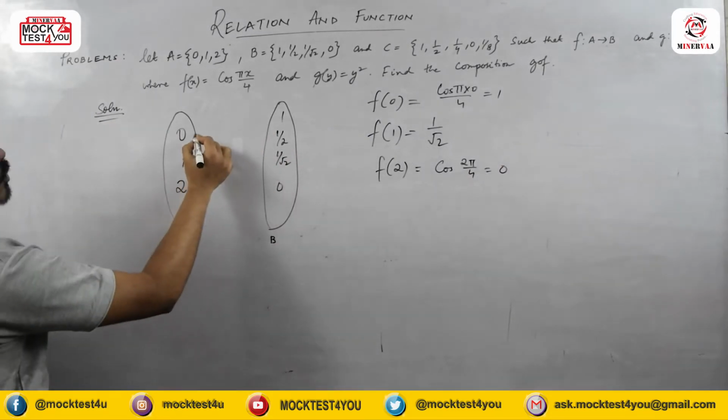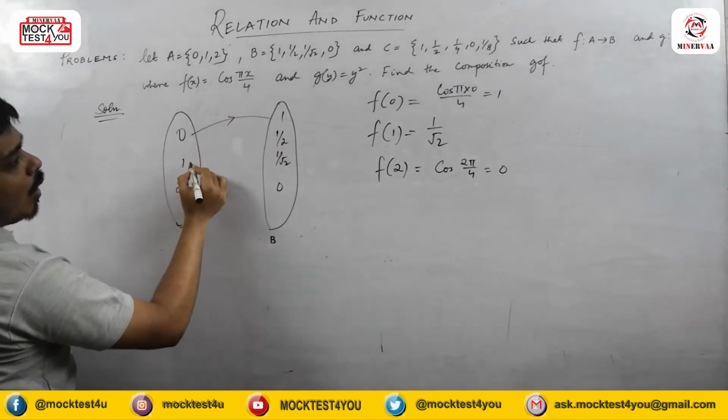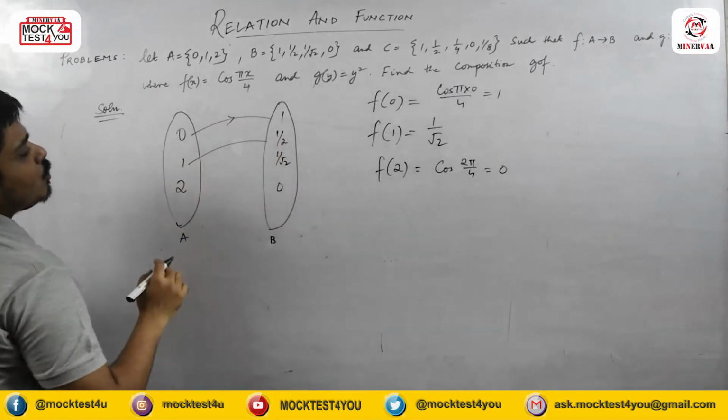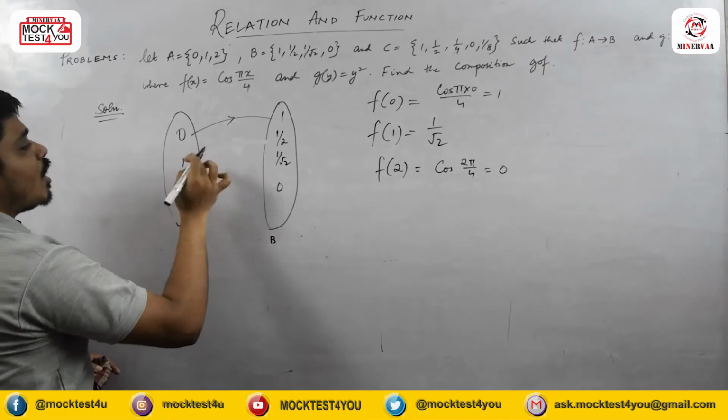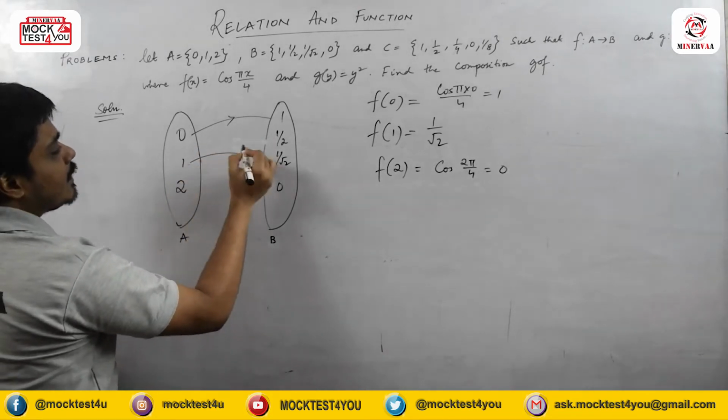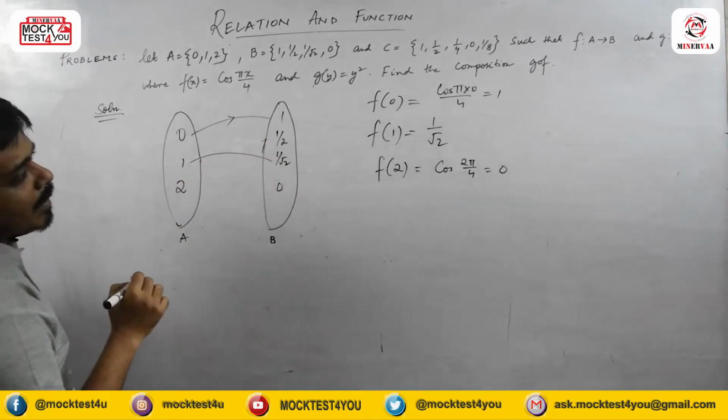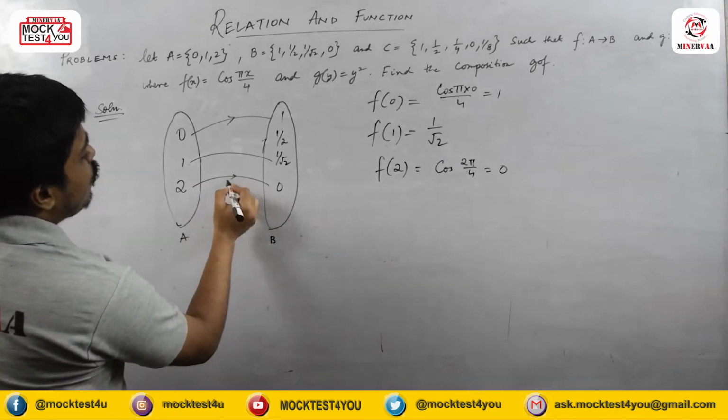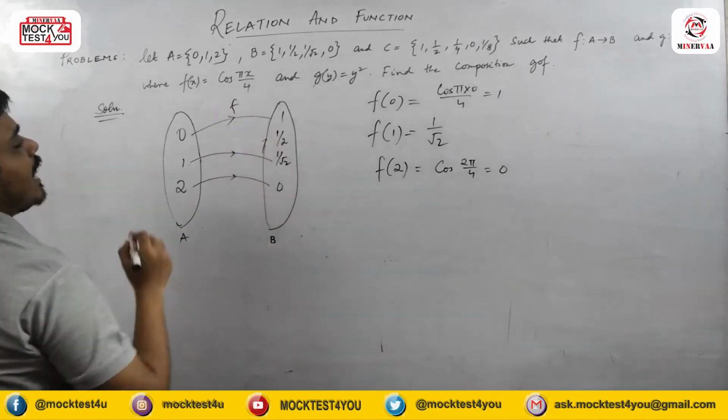So let us do the mapping. 0 will be mapped with 1. 1 will be mapped with 1 by root 2. Then 2 will be mapped with 0. So this is how we get the mapping for the function f.